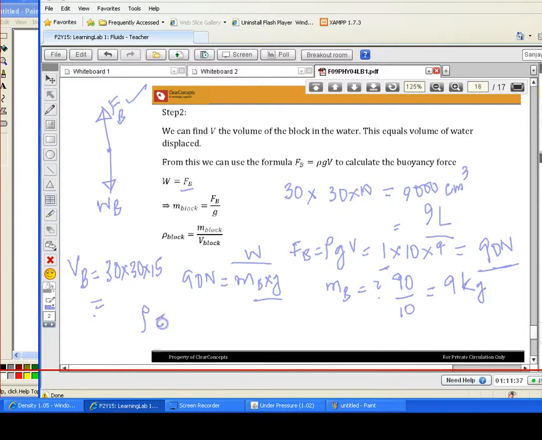So density equals mass of the block by volume of the block. We said mass is 9 kilograms, volume is 13.5 liters, so we get approximately 0.67 kg per liter. Do we agree with this? Divyangi, agreed or no? Okay, so that's the answer that we need to get. That's the answer we found.